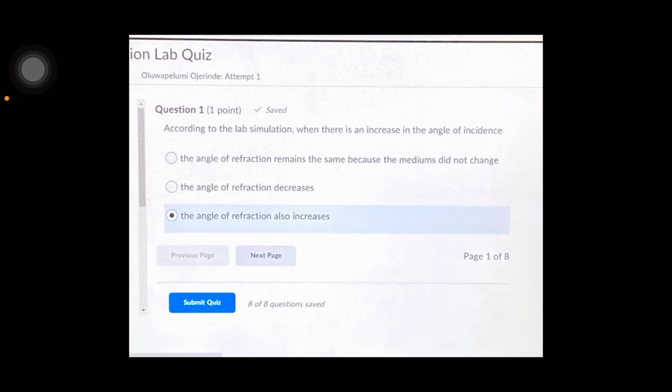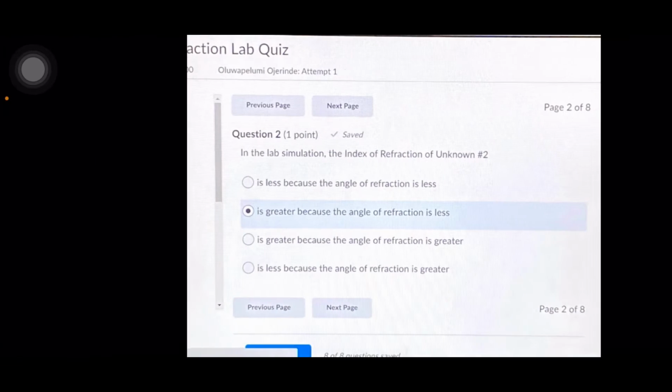Hi, welcome back. This is part 4 of the review, and we're going over another lab quiz, but this time it's on refraction and the angles and stuff like that. So, this is important. When there's an increase in the angle of incidence, your angle of refraction also increases. Direct relationship there, good to know.